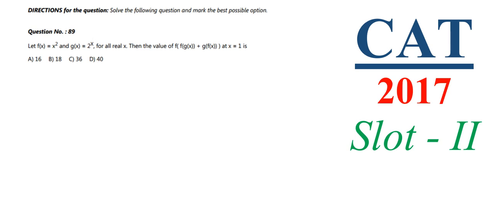Today we are going to solve CAT 2017 question paper slot 2. In our last videos we have solved questions up till 88. So now we are going to start with question number 89.